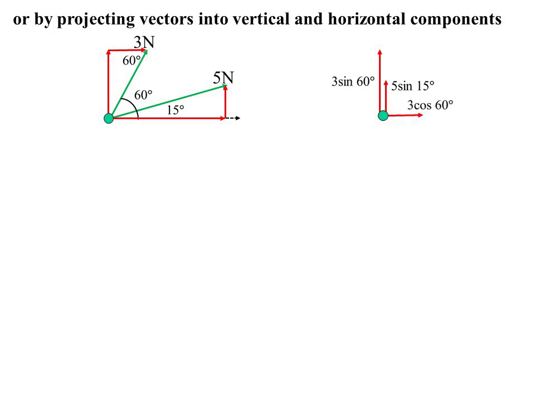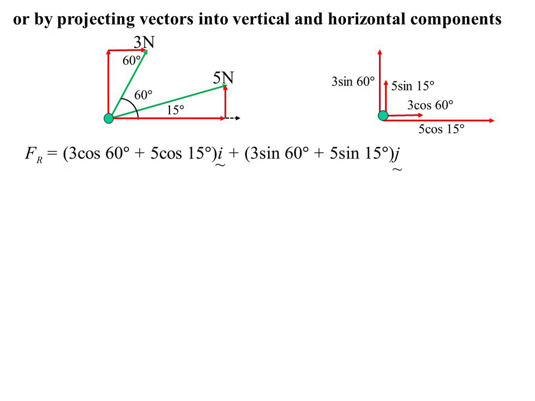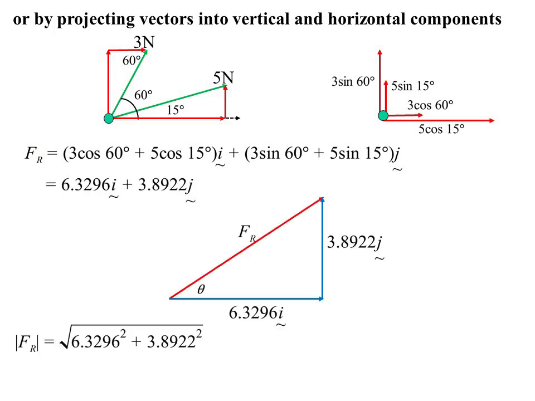Horizontally, I've got 3 cos 60 and 5 cos 15. If I was to pull it all together, there it is in its two components. I've got the I direction and I've got the J direction. I can find the magnitude of my vector now. That's a lot quicker than using the cosine rule and having to find the angles and all that sort of thing.